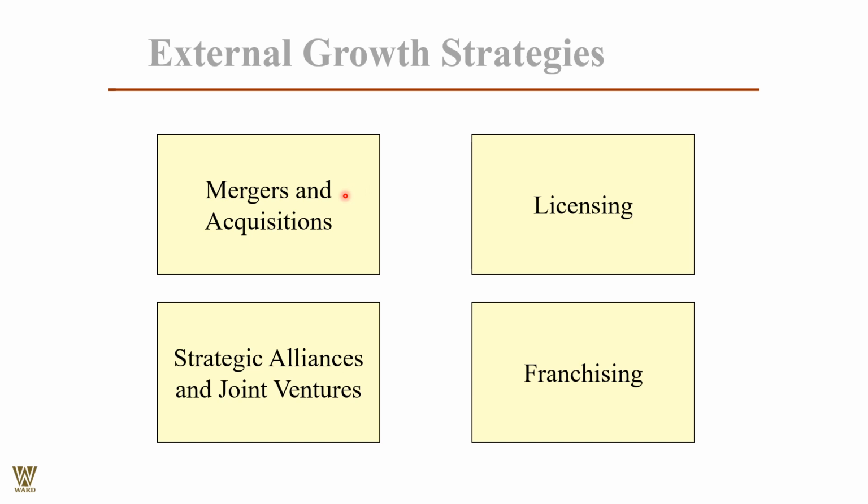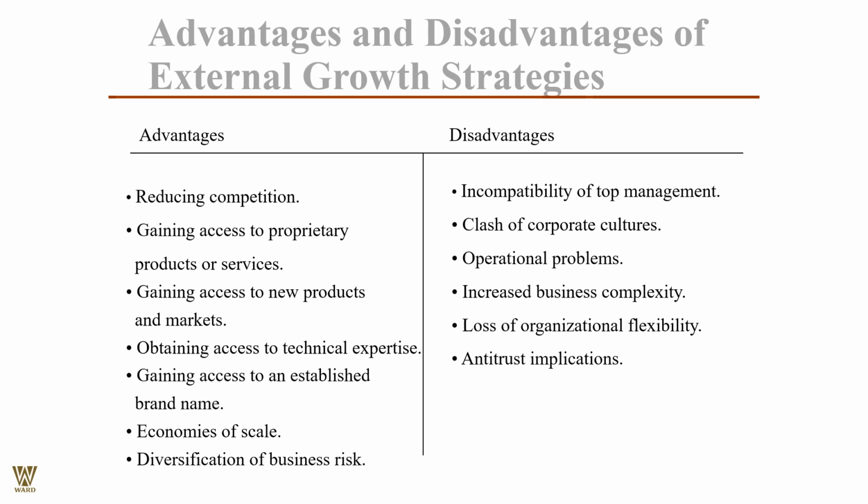So external growth strategies are mergers and acquisitions, licensing, strategic ventures, and franchising, as the case might be. Advantages are plentiful for external growth strategy. First, it reduces competition because you are joining hands. Simple and straight. If you are joining hands with a competitor, the competitor no longer remains your competitor. The competitor becomes a partner.